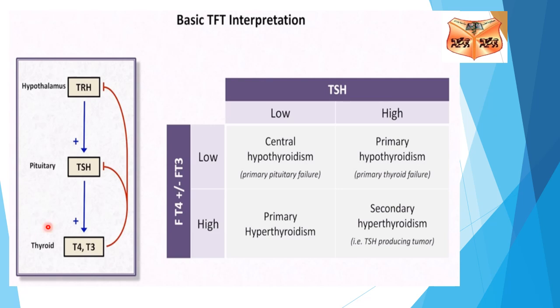Basic thyroid function test interpretation. As we mentioned previously, the hypothalamus secretes thyrotropin releasing hormone, which acts on the anterior pituitary to secrete thyroid stimulating hormone. Thyroid stimulating hormone controls the secretion of T3 and T4. When the level of thyroid hormone increases, it causes feedback inhibition of thyroid stimulating hormone and feedback inhibition of thyrotropin releasing hormone from the hypothalamus.